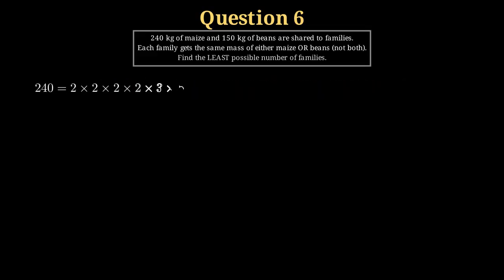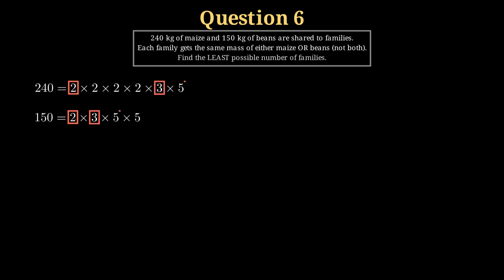Let's break each number into its prime factors. 240 is 2 times 2 times 2 times 2. That's 2 to the 4, times 3 times 5. 150 is 2 times 3 times 5 times 5.